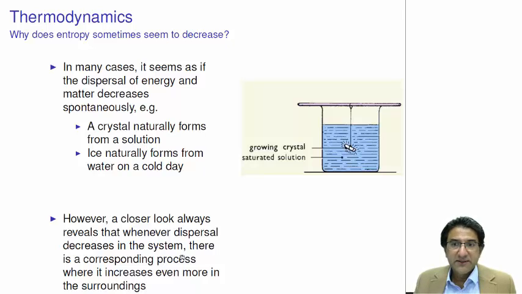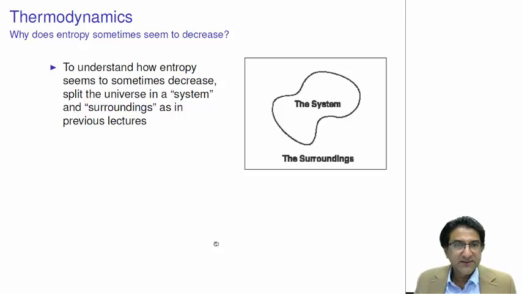Now, a closer look at this reveals that whenever dispersal or order decreases in the system, such as here we have order forming, the components of the sodium chloride or whatever it is are coming out of the solution and condensing into this very ordered crystal. Whenever dispersal decreases in the system, there's a corresponding process where it increases even more in the surroundings, and the sum of the entropy change from the system and the surroundings is always positive. So let's see how that works.